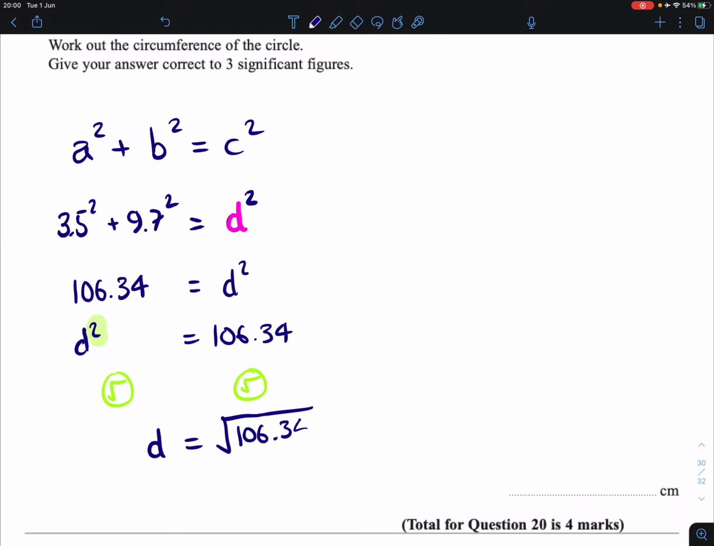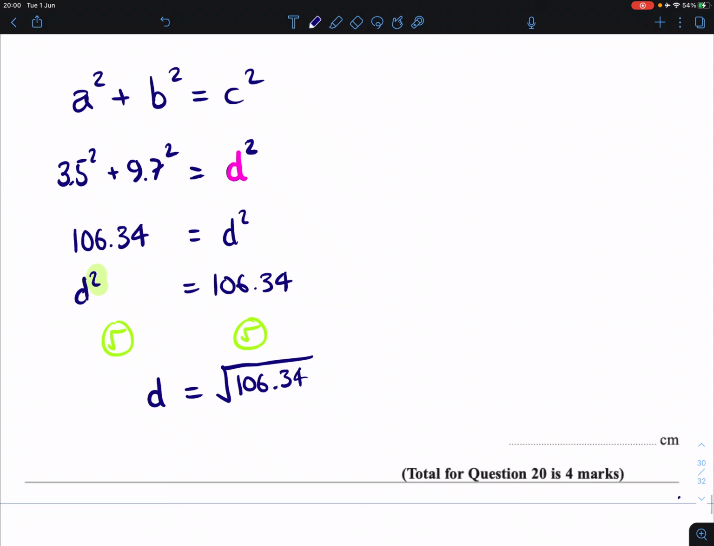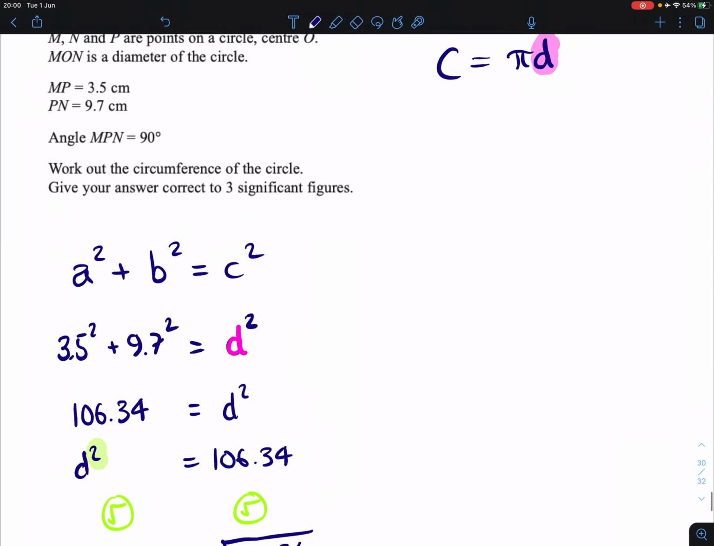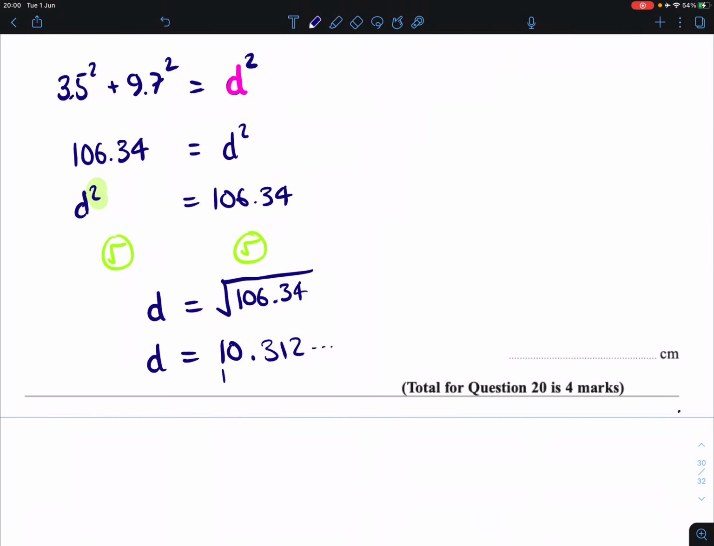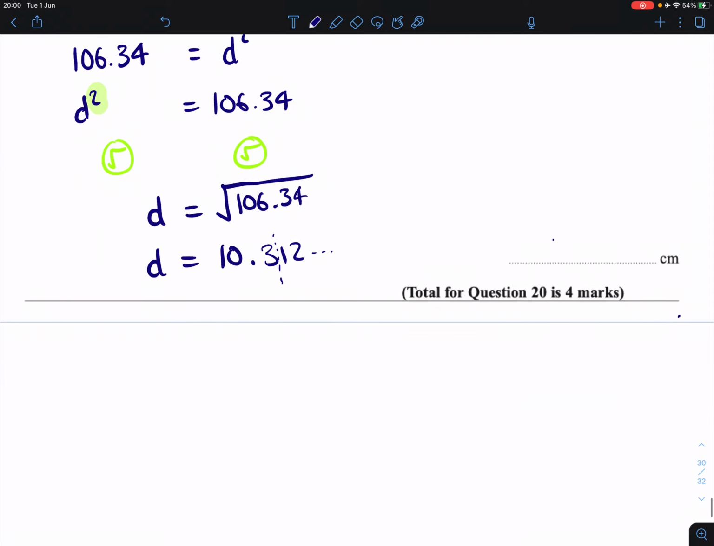It will make the squared disappear on the left, giving you just d. And on the right, this will be what you type into the calculator. The square root of 106.34, which gives us 10.312, so on and so forth. Then we double check to make sure what the question wants as far as rounding. 3 significant figures. So first, second, third, the rounding is going to happen after the 3. The 1 will not change that 3, so 10.3.